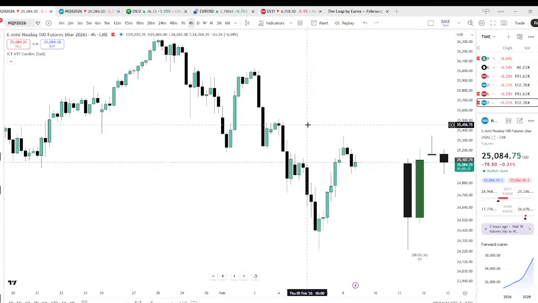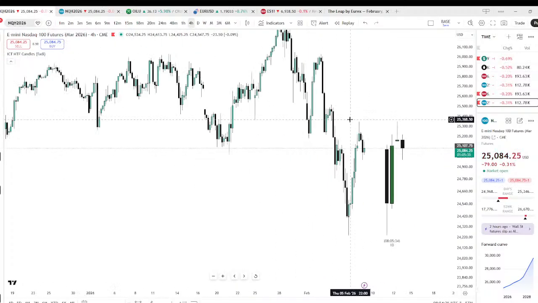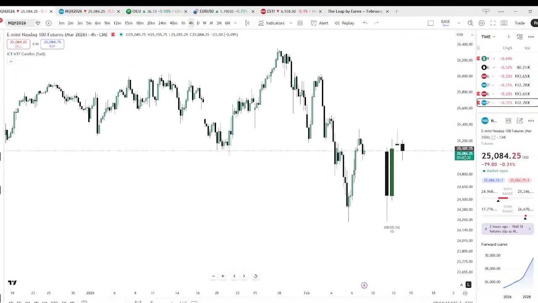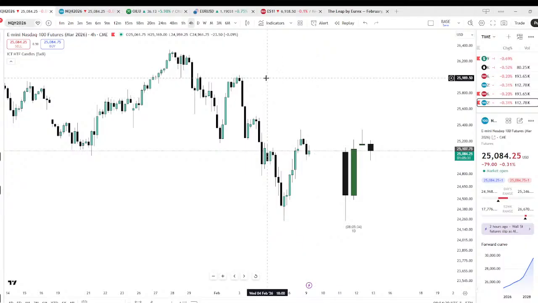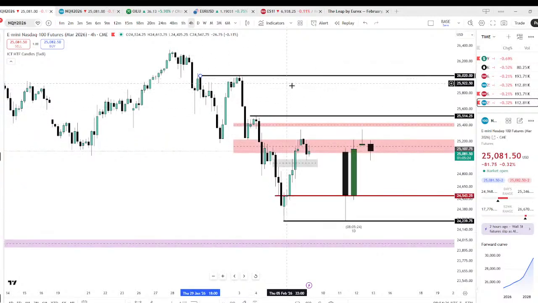NQ maybe a push up to these highs, but not necessarily required. Get these highs up here, I think that's pretty interesting. But we'll just have to wait and see. Check more information.